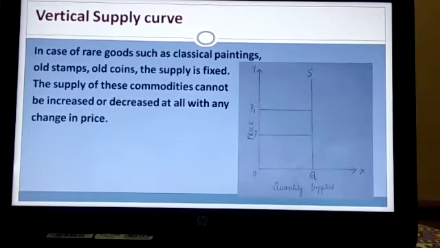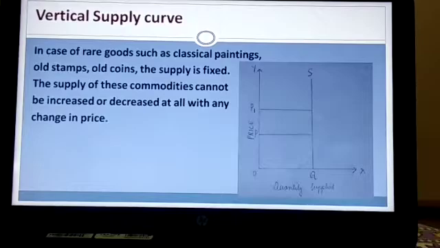In case of rare goods such as classical paintings, you know the painting of Mona Lisa, old stamps, old coins, the supply is fixed. Because these goods are rare and they are not manufactured, we cannot make them. Can you make old stamps and old coins again? No. A painting once made years ago cannot be made now again. So the supply of such commodities is fixed. It cannot be increased or decreased with the change in price.